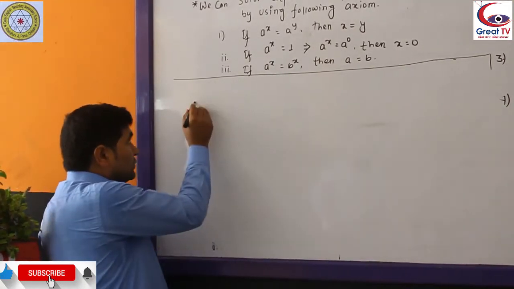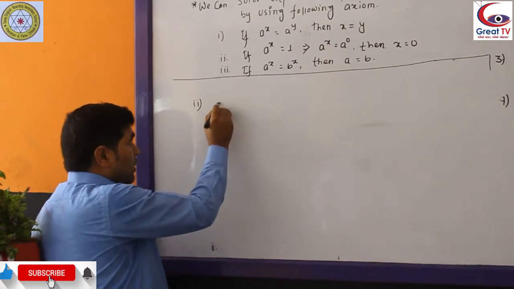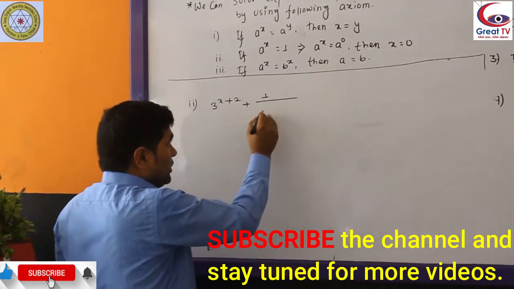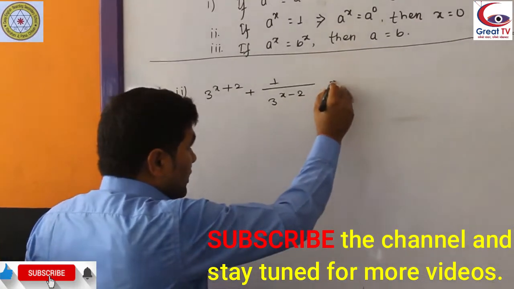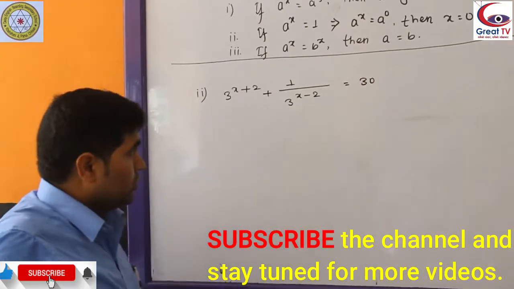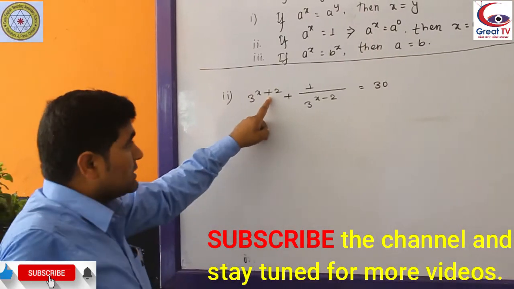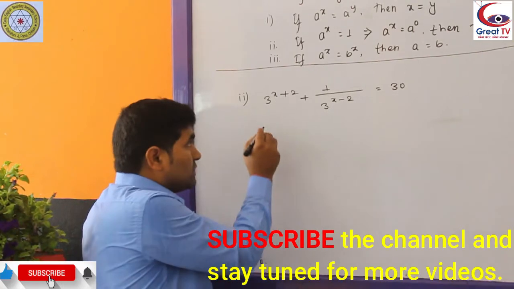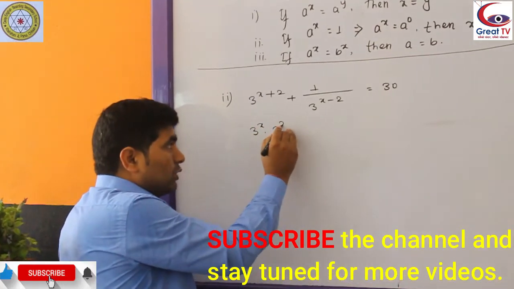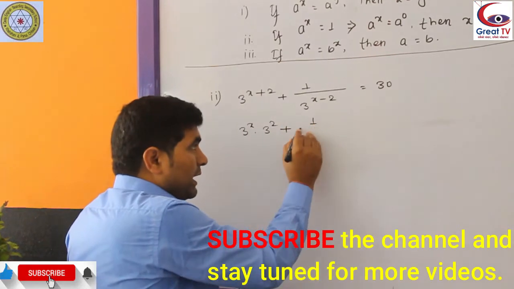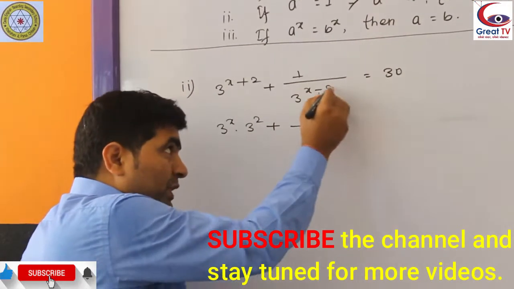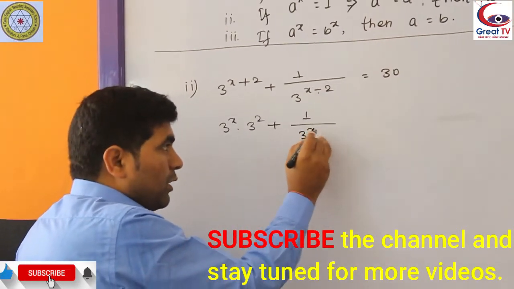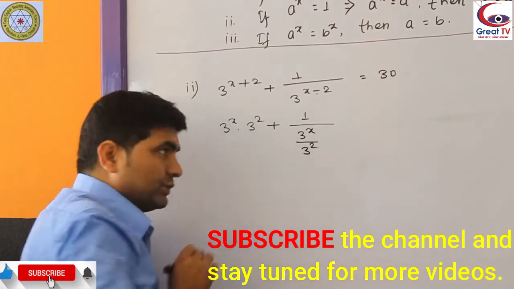3 power x plus 2 plus 1 divided by 3 power x minus 2 equal to 40. You already studied the laws of indices: here the plus sign, when we break its power, is seen in multiply form. Dear students, 3 power x dot 3 power 2 plus 1 divided; the minus sign, when we break this power, we can put a divided sign between the two: 3 power x divided by 3 power 2 equal to 30.